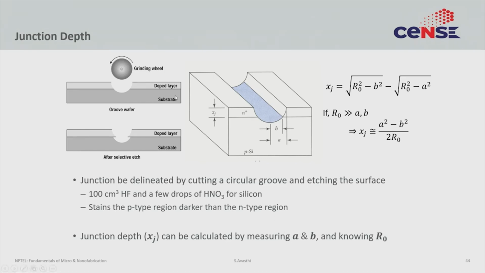So what you do is you start with a substrate. You have a doped layer on top. Using a grinding wheel, you grind a cylindrical etch into the surface. And then you do some selective etching such that the undoped regions get etched, but the doped regions don't get etched. Okay? And then you go and look at it under a microscope.